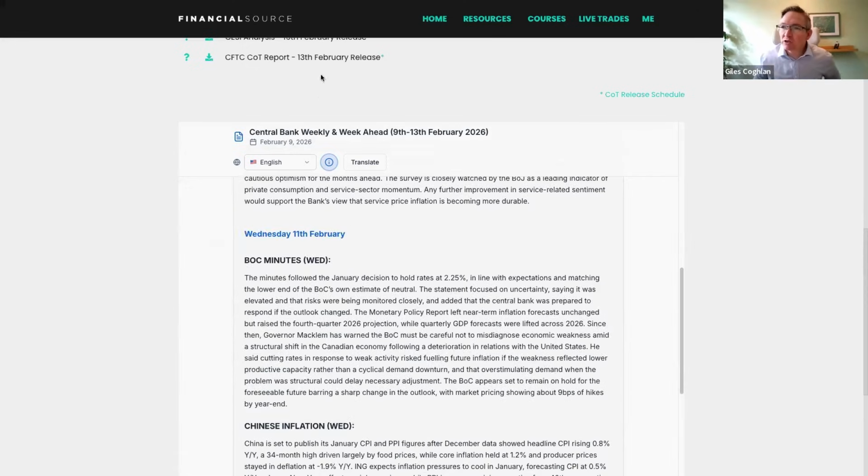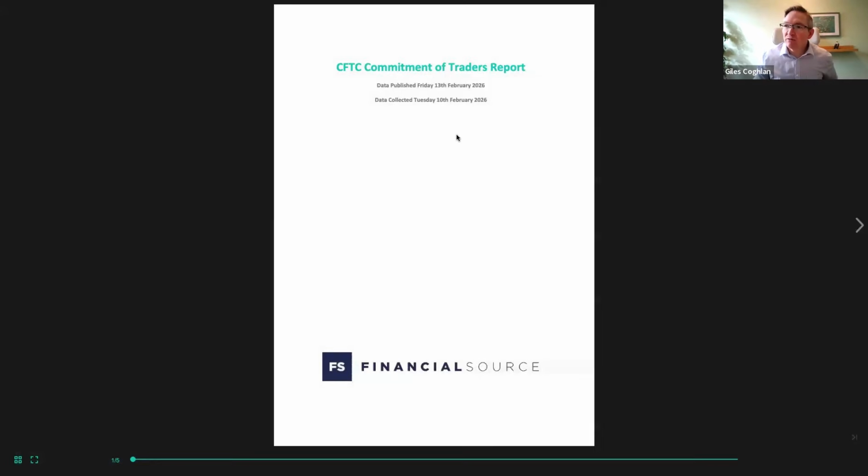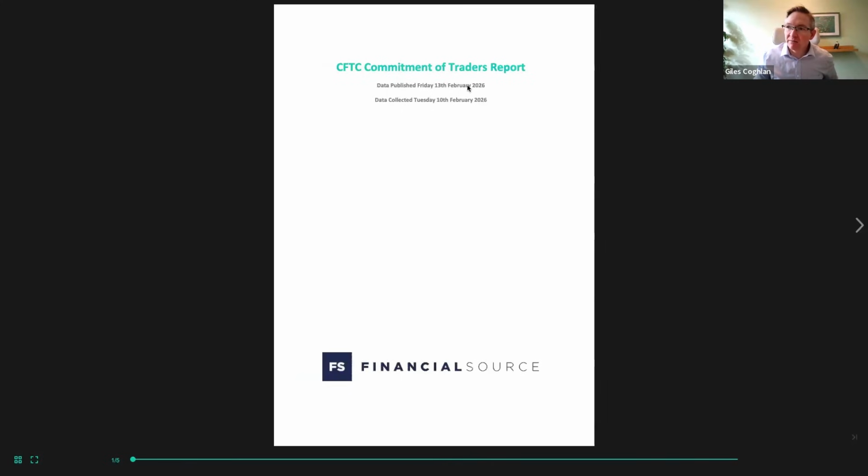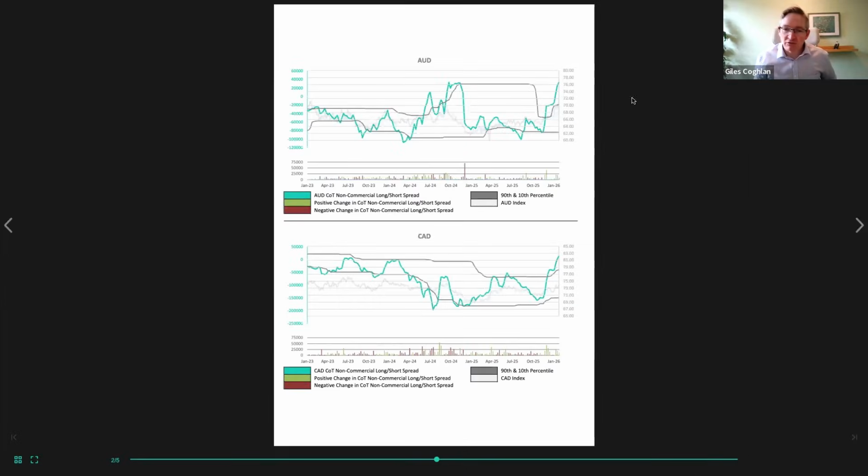Yeah. So the only thing to remember is just always remember this bit here. It says it's published on the third Friday, but the data's collected on the 10th. So let's say there was some really big data that came out on the 11th or the 12th. It means that this may not be an accurate reflection anymore because of the delay.